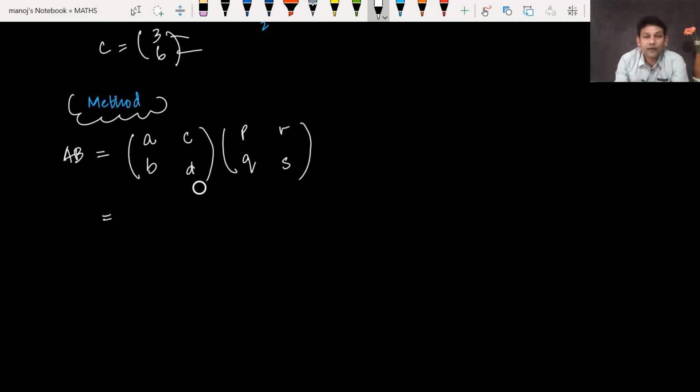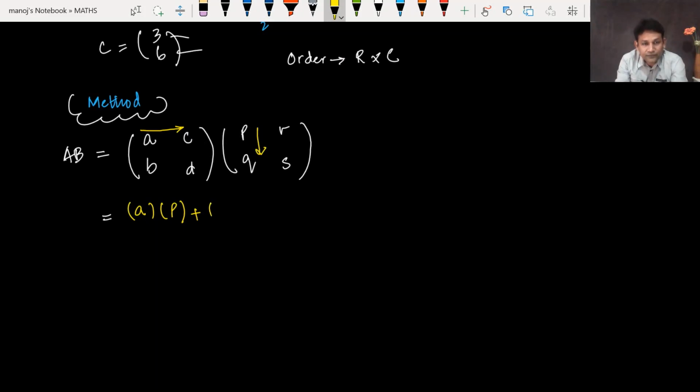But how do we multiply? For multiplication, what is the formula to find the order? Row multiplied by column. So we do the same thing here. We multiply rows with columns. The first row multiplies with the first column. First I have to complete all the columns with the first row, like A multiplied by P, plus the first row and first column, first member with first, C with Q. So this is the first multiply, first row, first column.